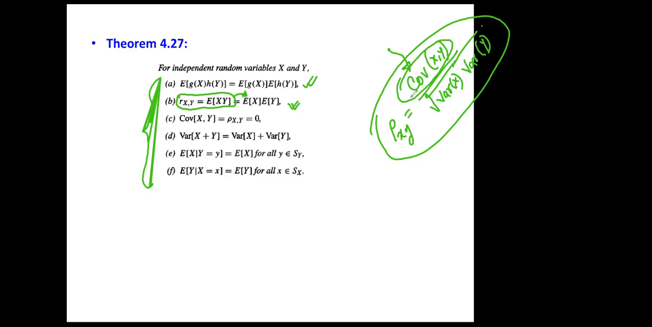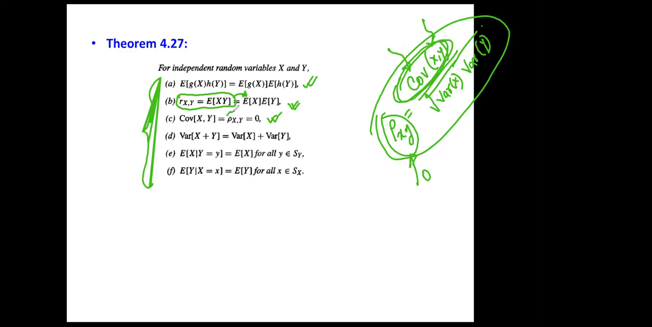And they are uncorrelated means they will have no dependency on other x on y. So the thing is, covariance equals 0 if x and y are independent. And if the covariance is 0, then definitely this rho xy will also be 0. That's what is mentioned here. So if it is independent, then the covariance value and the rho value will be equal to 0.